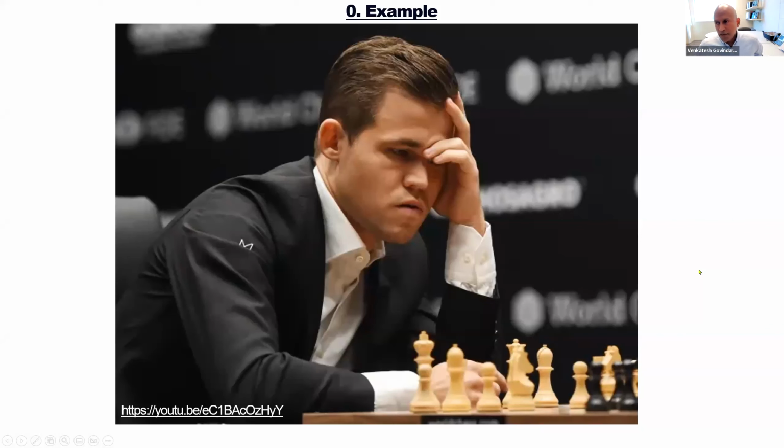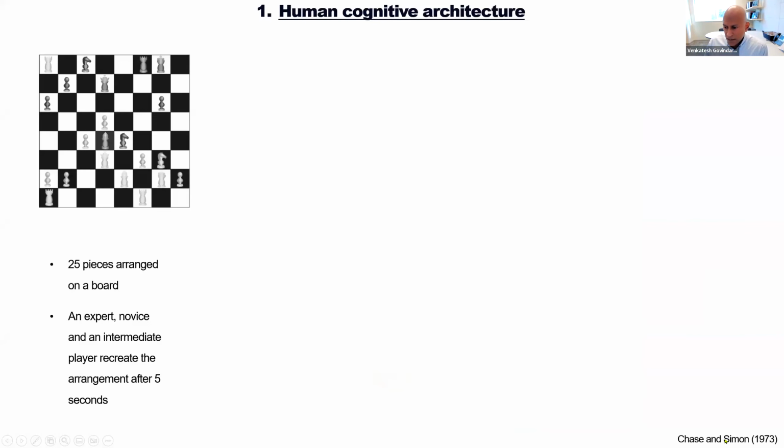Okay, so what is the secret of Magnus Carlsen's expertise? Well, one hypothesis is that he and people like him have extraordinary visual spatial memory, and that's the reason why he's able to recall games almost instantaneously. Well, this hypothesis was tested in Herbert Simon's lab, and this goes back to 1973.